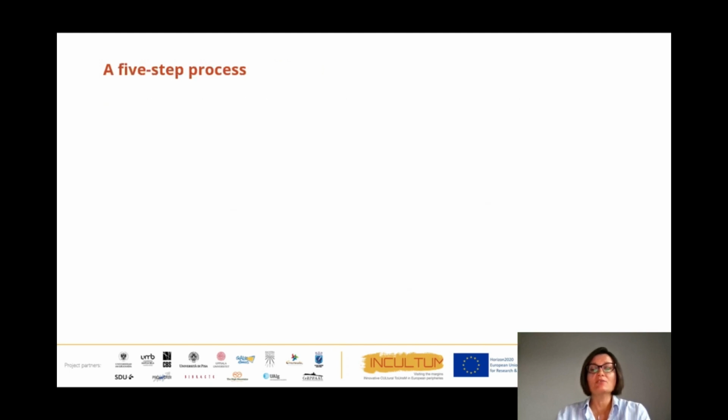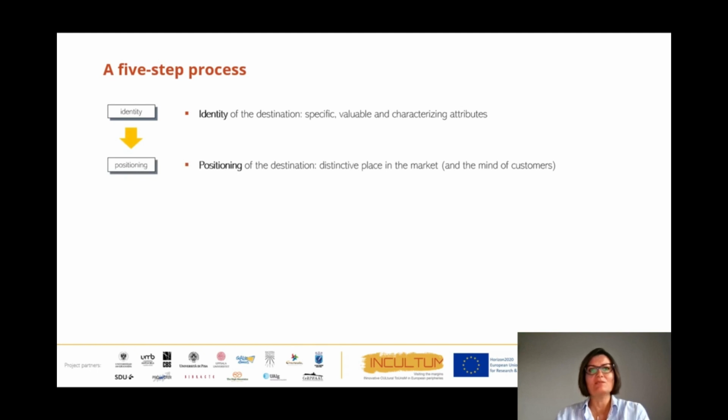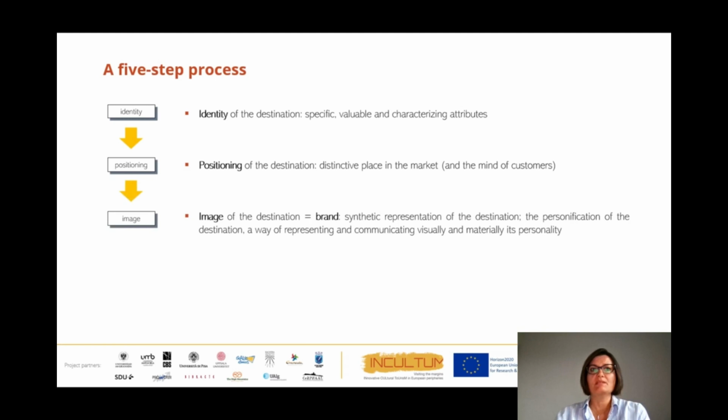To answer the question how to turn a territory into a recognizable and attractive tourism destination, we can identify 5 logical steps connected to each other. Let's see them. The first step is dedicated to the identity of the place. In this phase, it is necessary to identify the valuable and distinctive features of the place. The second step is dedicated to positioning. That means creating and maintaining a clear and distinctive position in the customer's mind. The third step is that of the brand image. That is the representation of these distinctive features from a communication point of view.